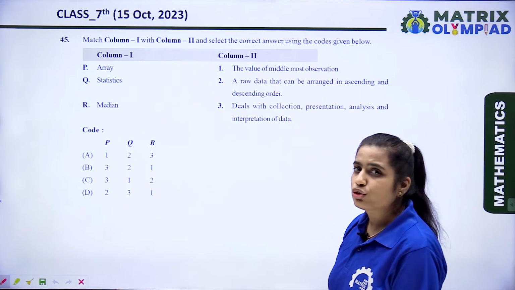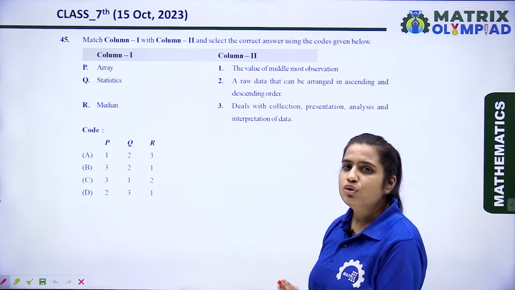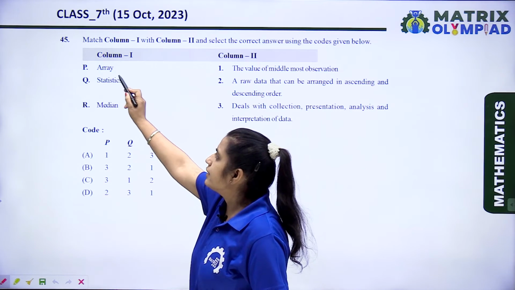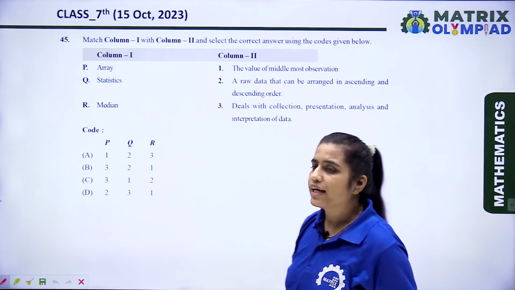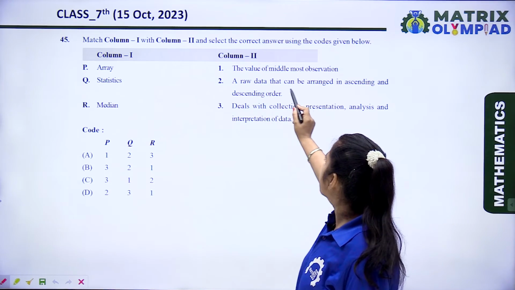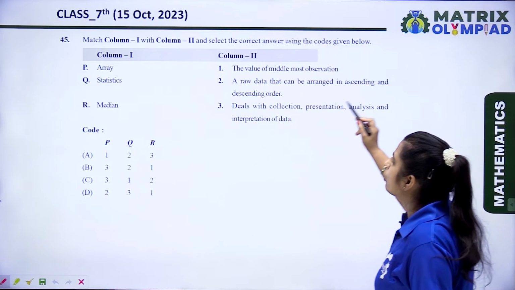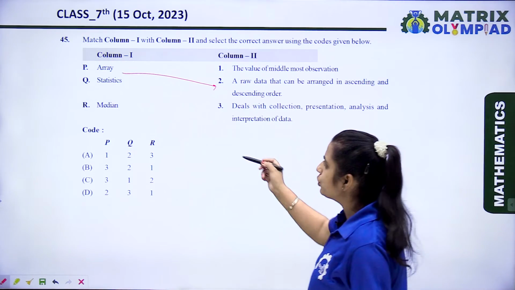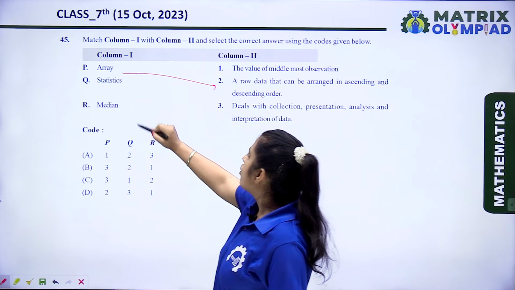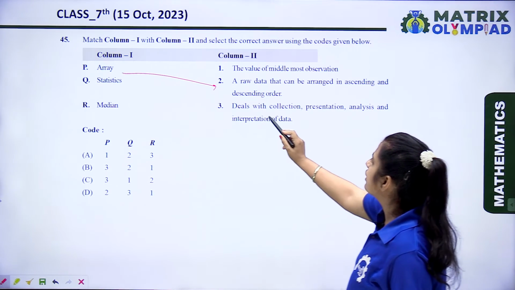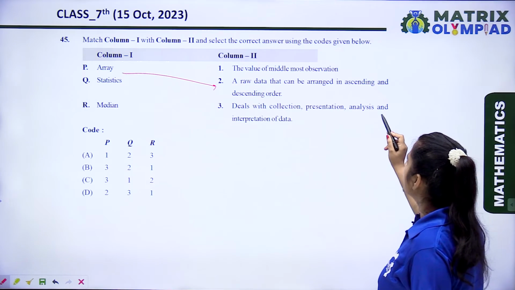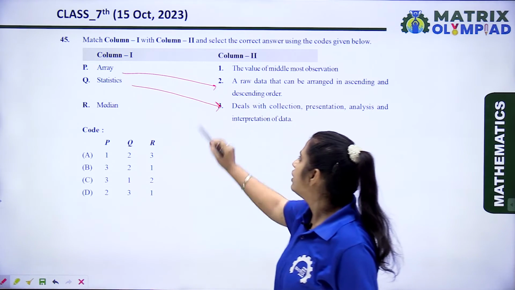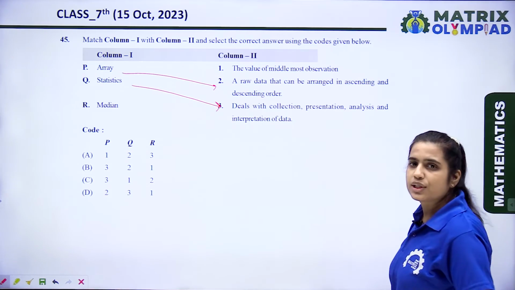Now the next question is question number 45. We have to again do the match the column, and here the word is array. Now here the word array stands for a raw data that can be arranged in ascending or descending order. So here for P we have 2. Now for the statistic, what is a statistic? It deals with collection, presentation, analysis and interpretation of data. So here it matches with the 3.